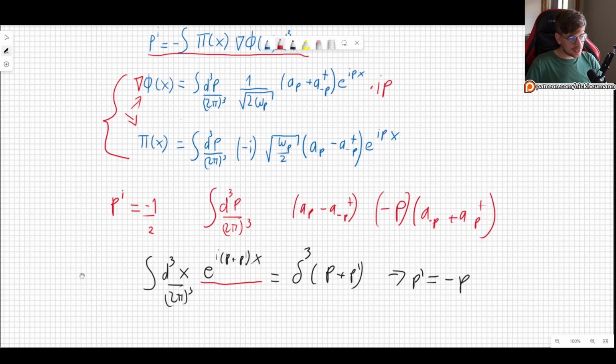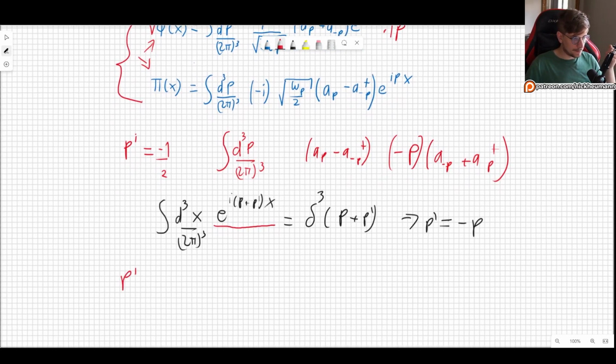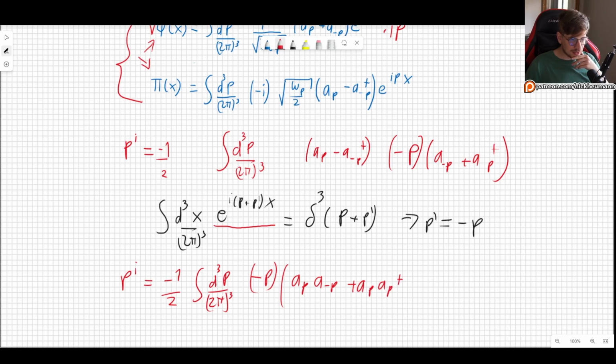Okay, so now that we have dealt with that, we can go ahead and multiply through. So we have pi minus 1/2. We integrate over all of momentum space here, 2 pi cubed. And then let's just shove the momentum to the front here. This is minus p. And then we have A_p A_minus-p, so A_p, A_minus-p. Then we have plus A_p A_p dagger minus A_minus-p dagger A_minus-p. And then we have the next one, which would be minus A_minus-p dagger A_p dagger.